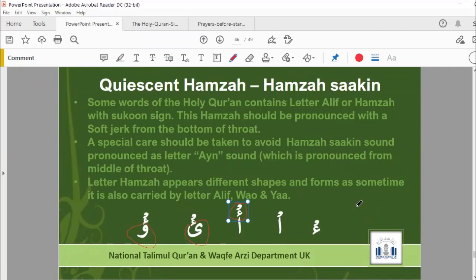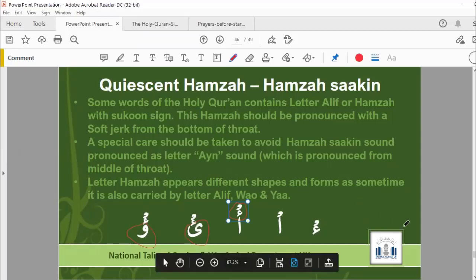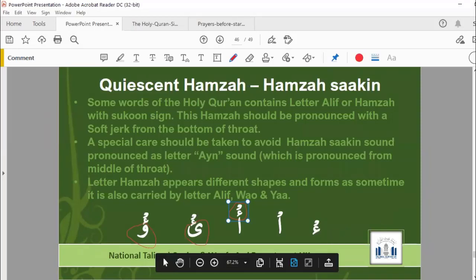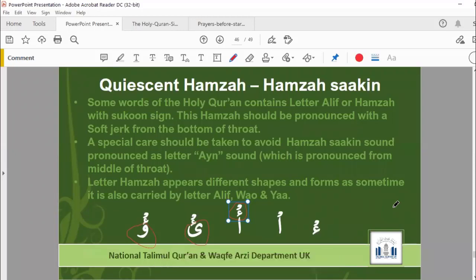Hamza Sakin. Some words of the Holy Quran contain the letter alif or hamza with sukoon sign. This hamza should be pronounced with a soft jerk from the bottom of the throat. Special care should be taken to avoid pronouncing hamza sakin like the letter ain, which is pronounced from the middle of the throat. Letter hamza appears in different shapes and forms, as sometimes it is also carried by letter alif, waw, or ya.